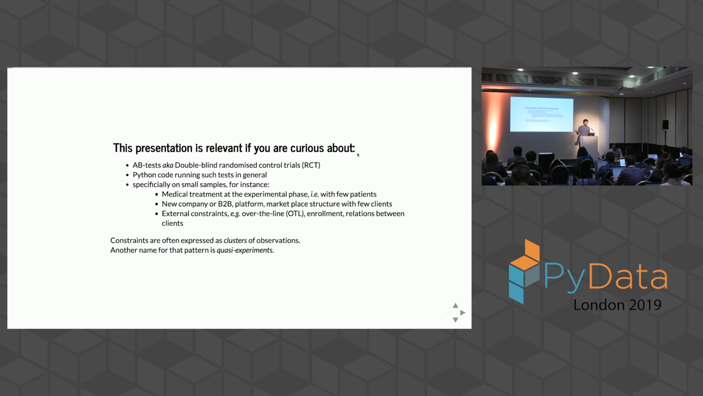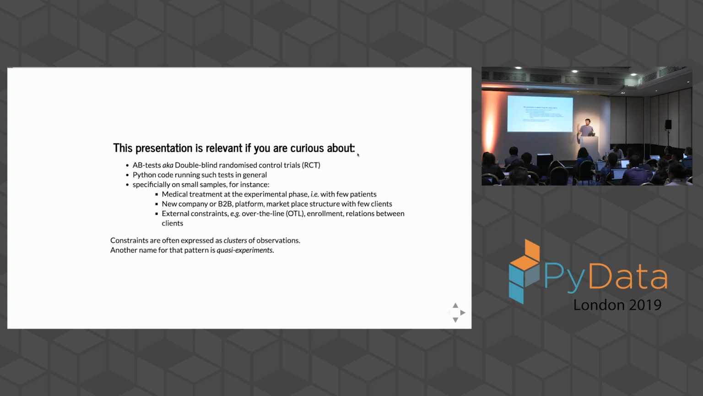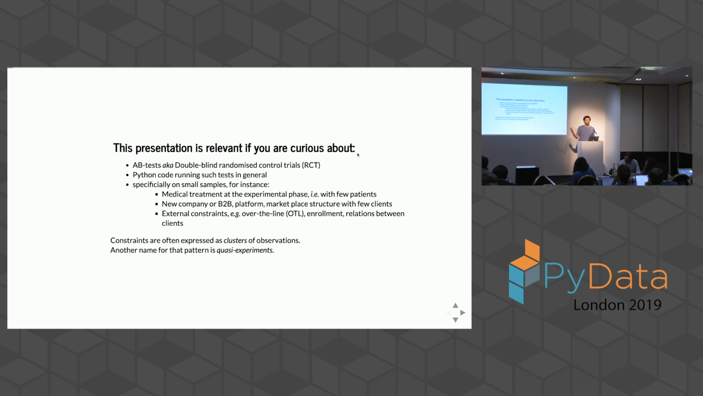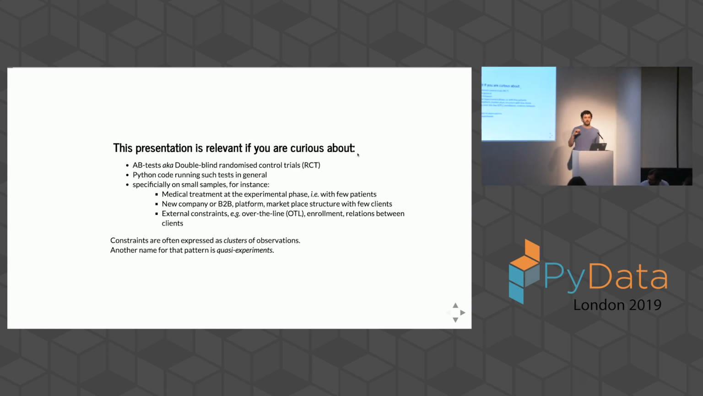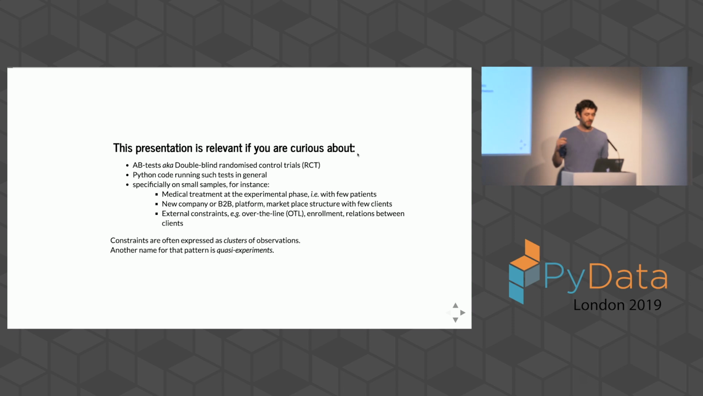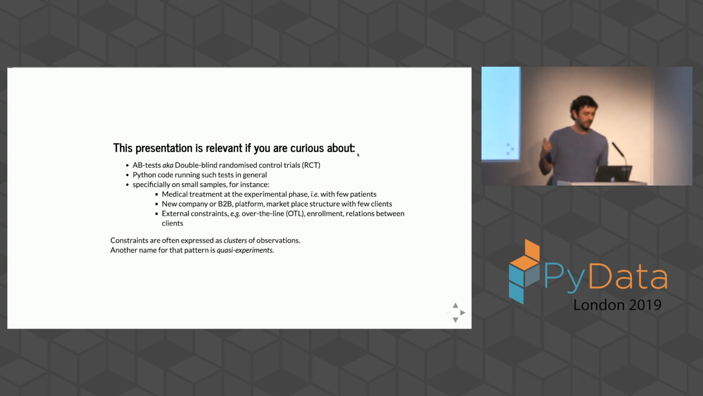Okay, so this presentation is about A/B testing, also known as double-blind randomized controlled trials. We're going to look at Python code. The repo is on the Slack channel. If you want, you can download it and start playing around. More specifically, in A/B testing, we're going to talk about what to do if you have a small sample size.